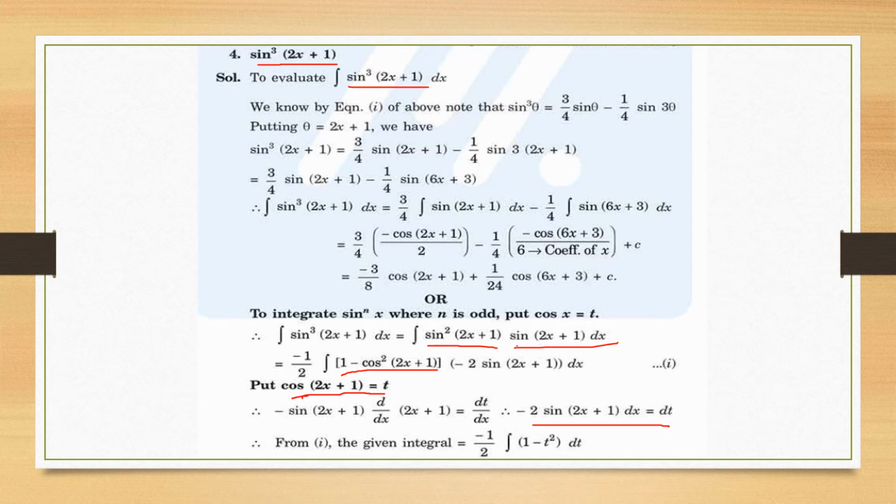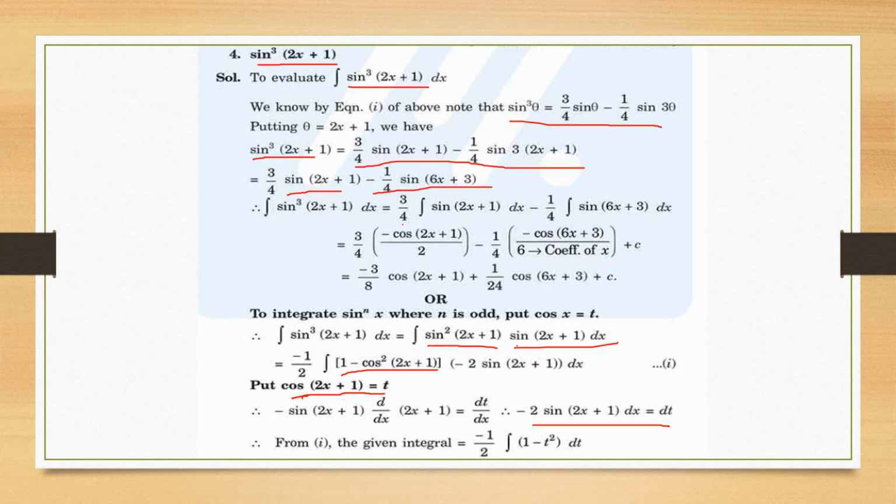The second thing was you just open the formula for sine cube theta as 3 by 4 sine theta minus 1 by 4 sine 3 theta, okay? Use the formula for sine 3 theta and change sine cube theta, because theta here is 2x plus 1, so you can change it like this. So it becomes 3 by 4 sine 2x plus 1 minus 1 by 4 sine 6x plus 3, okay?